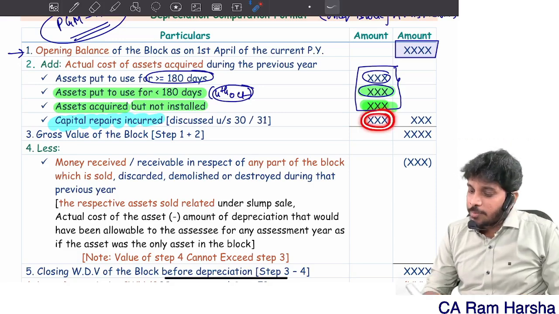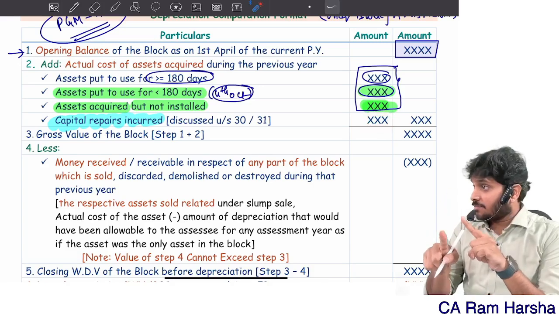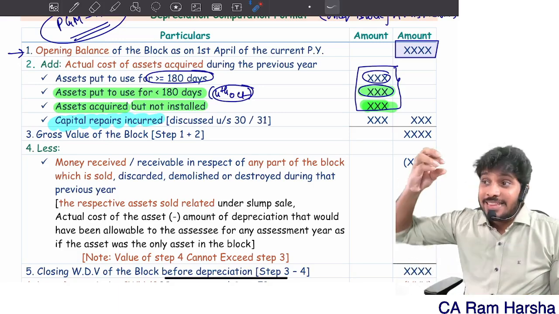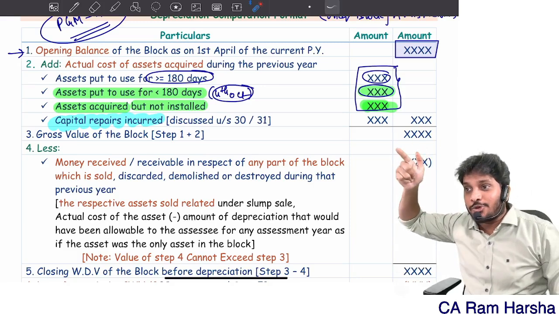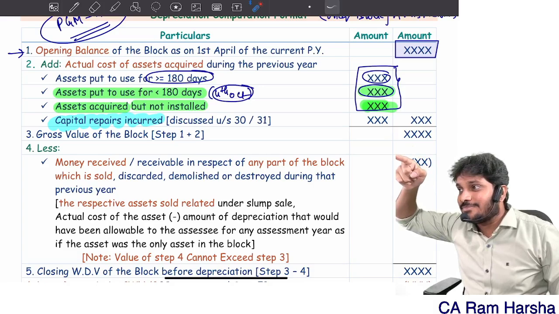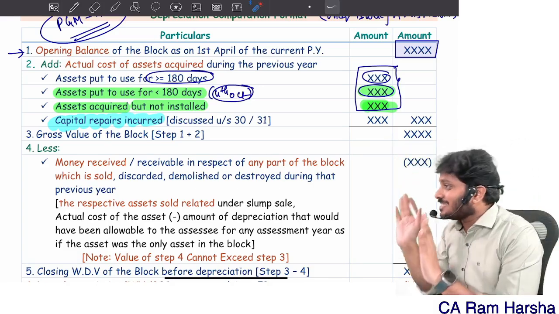Now that is also to be added here. If that capital expenditure is spent and where the asset life is enhanced, that enhancement date will be there. If the date is 4th October or later than 4th October, then that is less than 180 days. Otherwise it is again more than 180. That much differentiation not required.